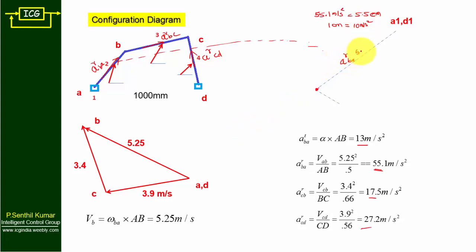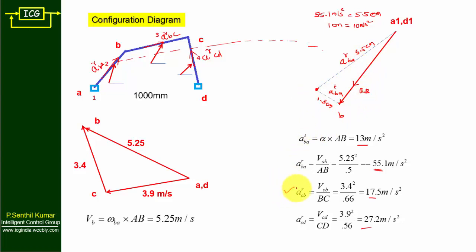So this is 5.5 centimeter. Then this is the tangential component of BA. 13, so 13 equal to 1.3, because that is the scale factor we are following. Okay, now connect this line. This is the true acceleration. This is point B, so B is known. This is the radial, this is the tangential component, this is the true acceleration with respect to A. Fixed, we can take it as AB.